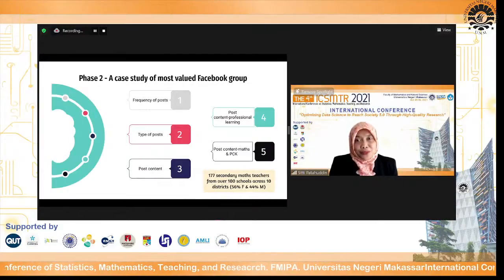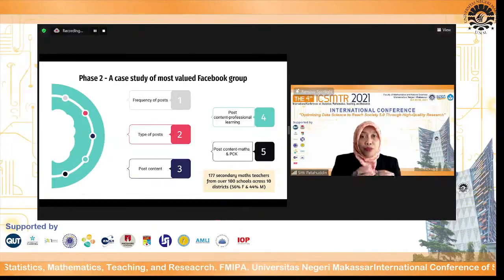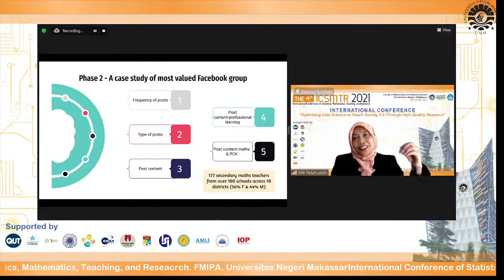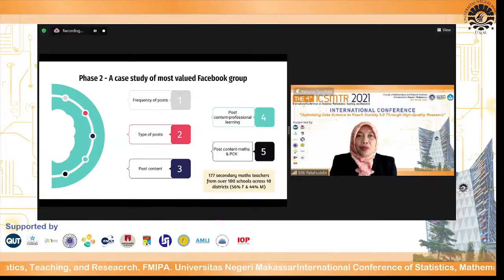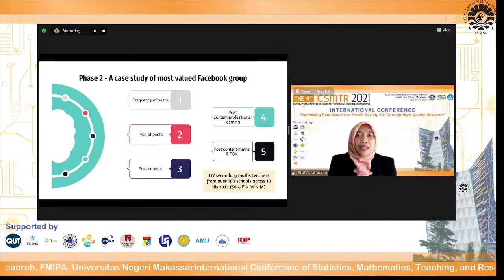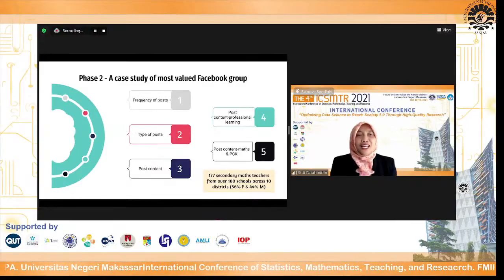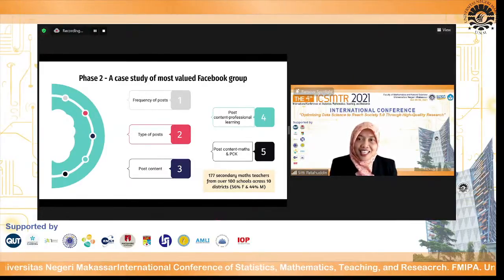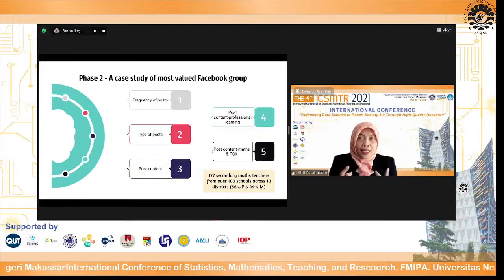Nah, pada fase 2 dari salah satu Facebook favorit yang ditunjukkan oleh fase 1 itu kami selidiki, kami jadikan dia sebagai case study dengan menggunakan virtual ethnographic, ya. Jadi saya bagian dari Facebook tersebut. Nah, dari situ kami melihat, jadi yang kami lihat adalah postingannya, postingan guru laki-laki, postingan guru perempuan, dari sisi banyaknya, dari sisi jenisnya, dan kami lihat kontennya secara lebih detail.